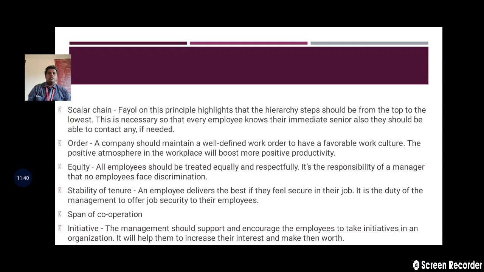Henry Fayol also suggests 14 principles of management that we have seen in this video. There are 14 principles of management: division of work, authority and responsibility, discipline, unity of command, unity of direction, subordination of personal interest to organization, remuneration, centralization, scalar chain, order, equity, stability of tenure, span of cooperation, initiative.